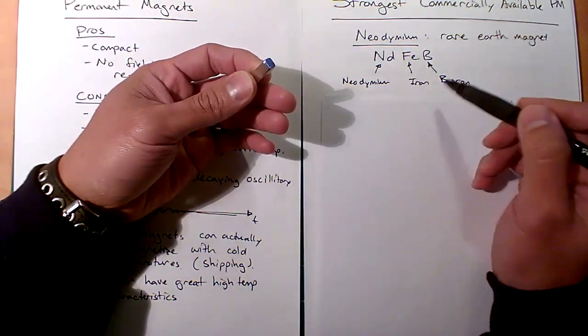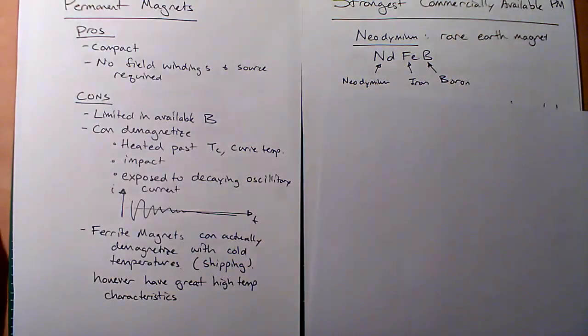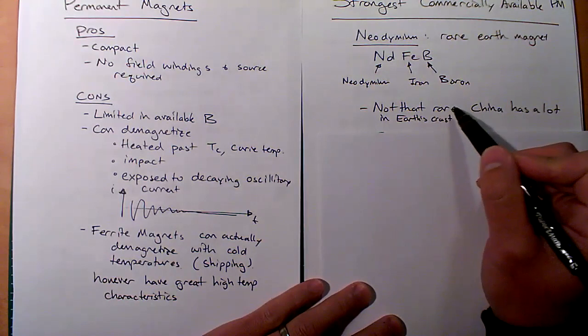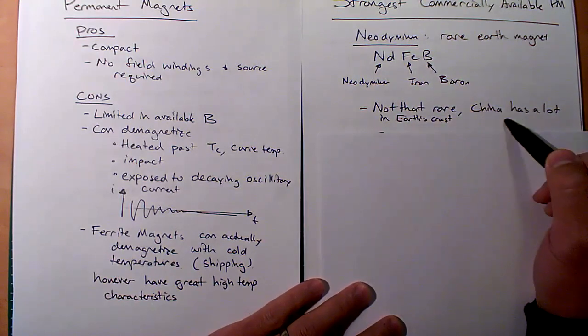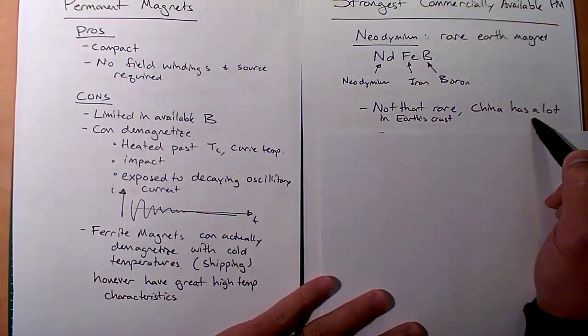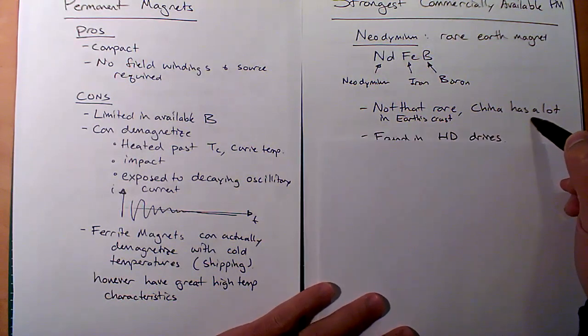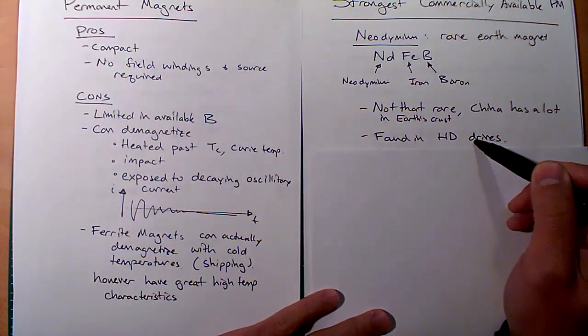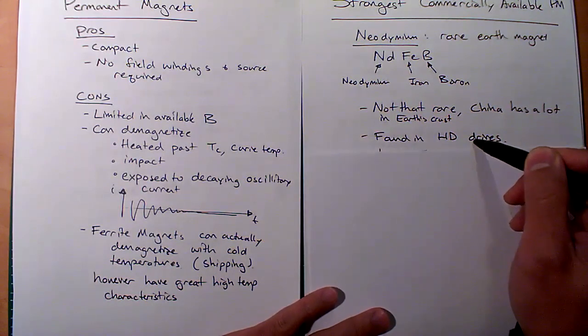They're made of neodymium, iron, and boron. It's a rare earth magnet. Truth be told, they're not that rare, because there's a lot in the Earth's crust, but China has a lot, probably due to maybe less regulation. They're found in hard disk drives, so if you want to get some free neodymiums, just rip apart a hard disk drive.